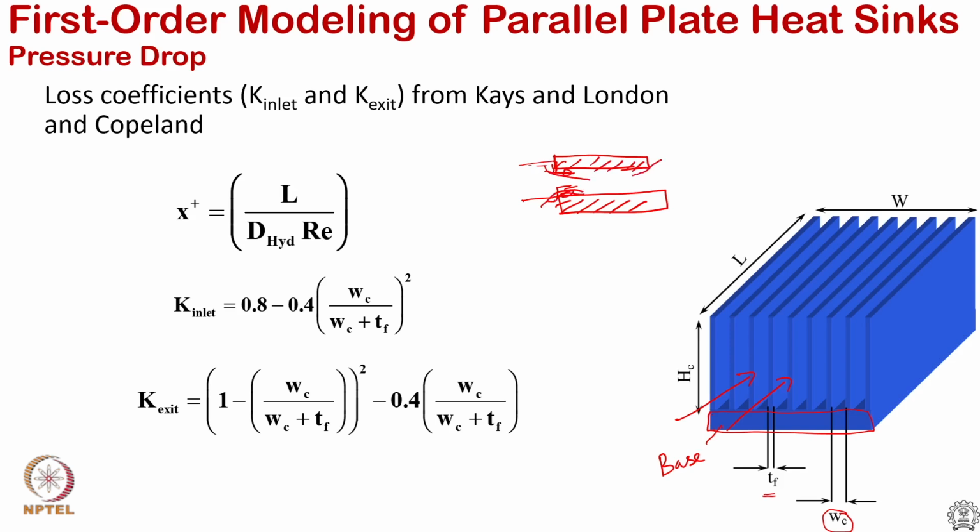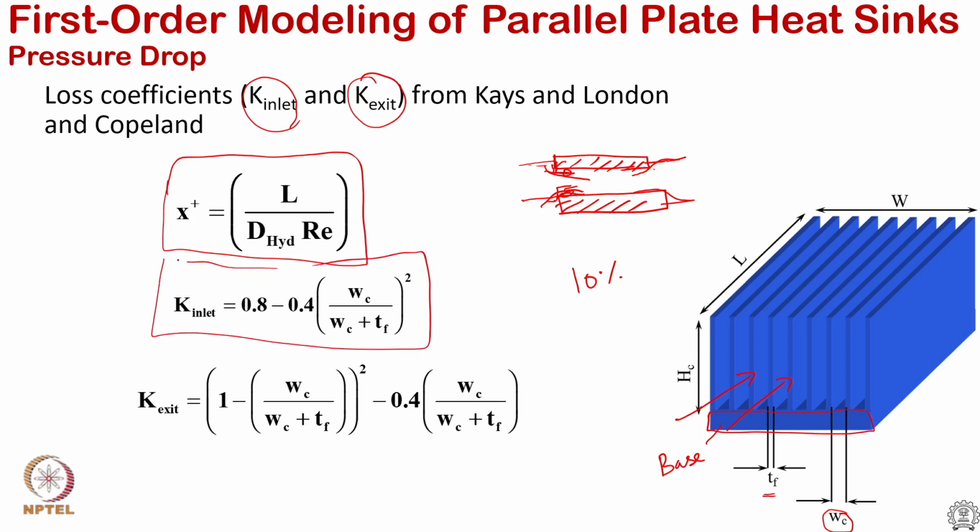Similarly, it has to expand from smaller area to larger area at the exit, and this is the exit. These are the exit effect, that is the expansion that happens at the edge. So one has to account for K expansion, K exit, and this is about 10% of the heat sink pressure drop. So if you account for developing flow, that is X plus is the hydrodynamically developing flow, then one can obtain the contraction and the expansion coefficients as given here.